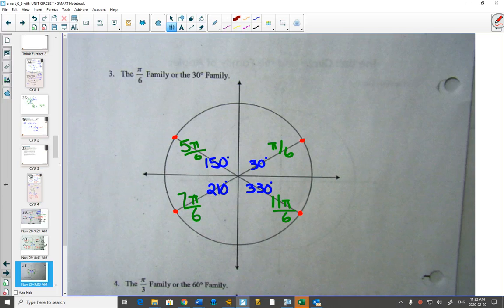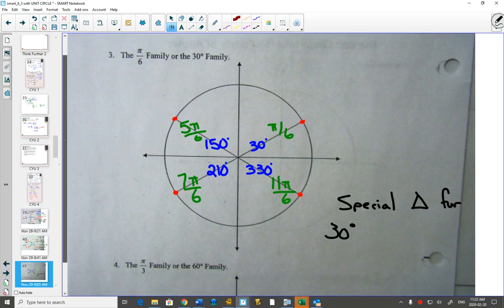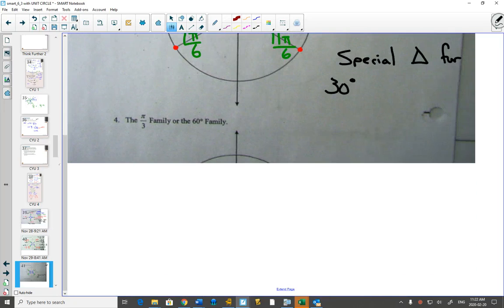Now, once again, we're going to draw, and you have space right here. We're going to draw a special triangle for 30 degrees. I'm going to make a 90-degree triangle. I'm going to label 30 degrees. And what would the other angle be? 60 degrees. And since our next family is the 60-degree family, it's actually the special triangle for 30 degrees and 60 degrees.